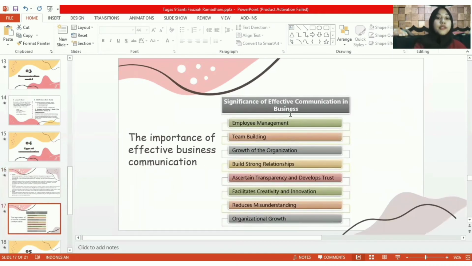The importance of effective business communication. Significance of effective communication in business. 1 is employee management, 2 team building, 3 growth of the organization, 4 is build strong relationships, 5 is ascertain transparency and develop trust, 6 is facilitate creativity and innovation, 7 is reduces misunderstanding, and the last organizational growth.